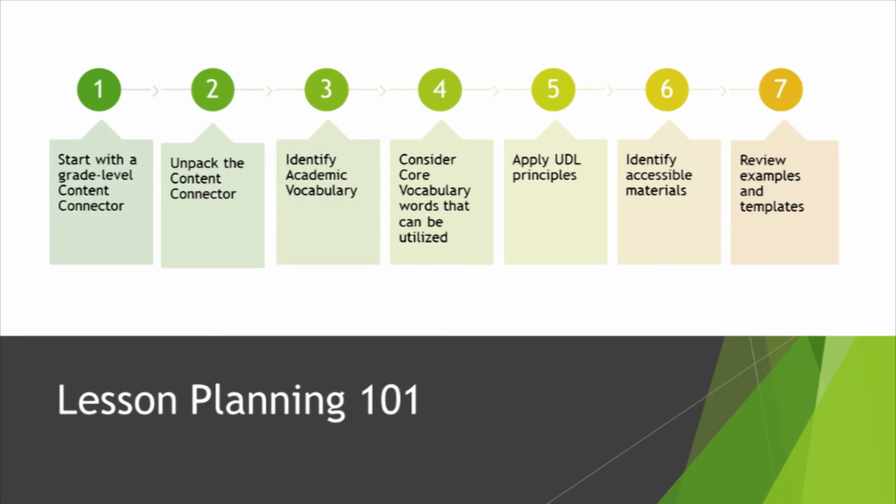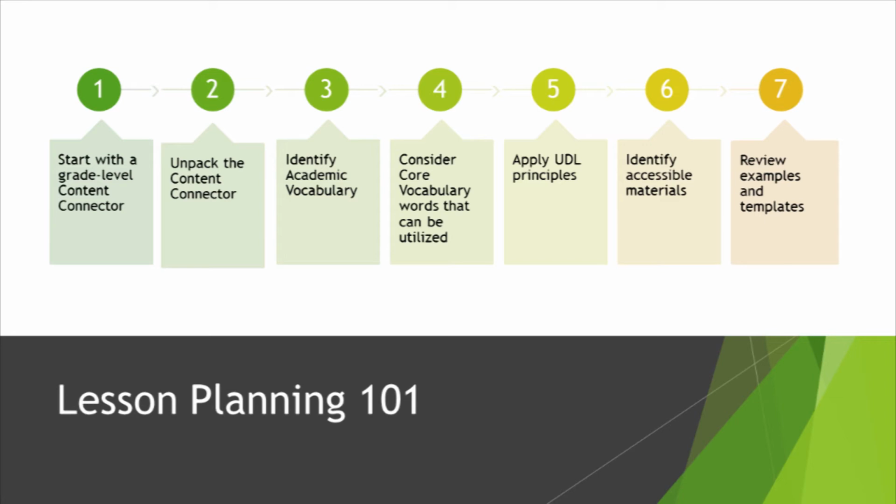As we approach lesson plan development aligned to the content connectors, we want to make sure that we are using the following components to design a lesson plan. We want to start with a grade level content connector, making that a critical or important content connector. Then we want to unpack grade level content connectors. We want to focus on those critical or important content connectors. Third, we want to identify academic vocabulary. We want to make sure that is highlighted within the lesson. We want to consider core vocabulary words that might be implemented alongside that academic vocabulary within the lesson as well.